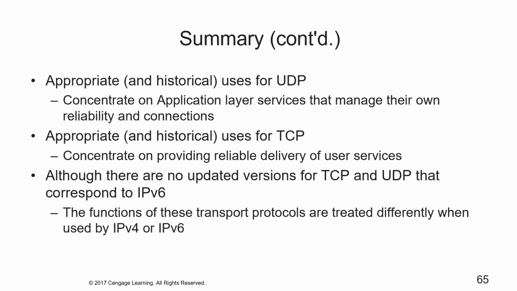Appropriate historical uses for UDP: they concentrate on application services that manage their own reliability and connections, namely video and voice. Appropriate historical uses for TCP: reliable user services. And while there are no updated versions of TCP and UDP for IPv6, some of the functionality needs to be wrapped up. We need to take into account 128-bit addresses. So sometimes we'll wrap these up in various headers or add pseudo headers on top of it. The functions of these transfer protocols are treated differently when used by IPv4 and IPv6.